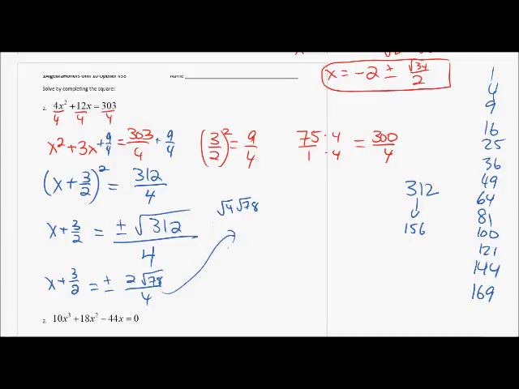Go up here. X plus 3 halves equals, and I'm going to simplify the 2 and the 4, so I get square root of 78 all over 2. So now I subtract 3 halves from both sides. I get x equals minus 3 plus and minus the square root of 78 all over 2.